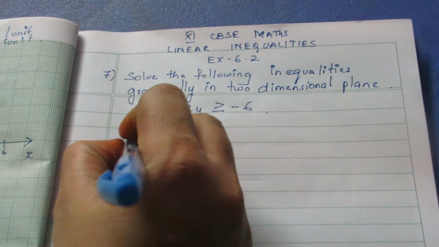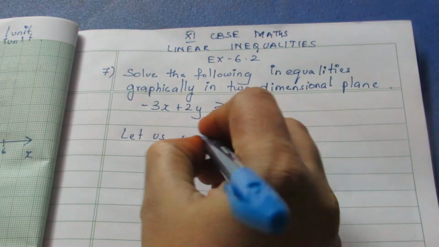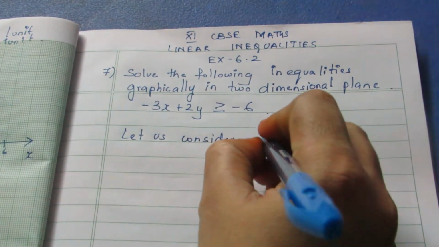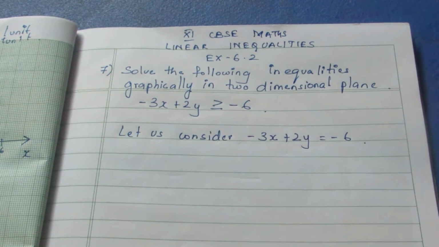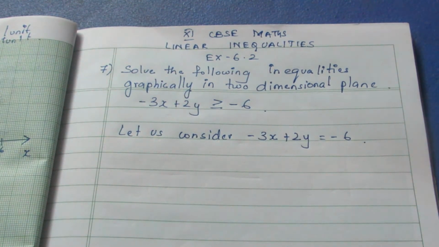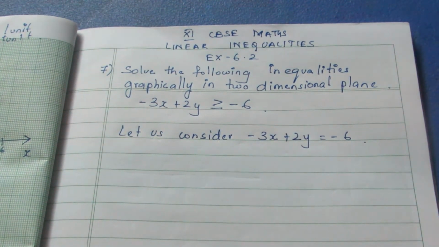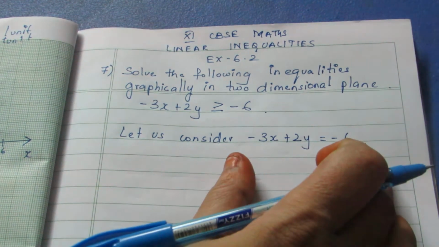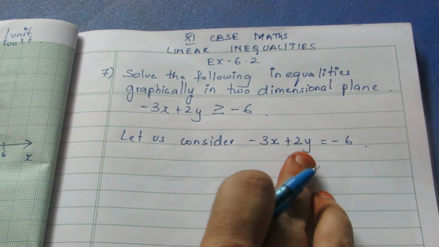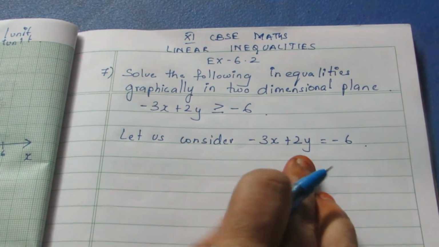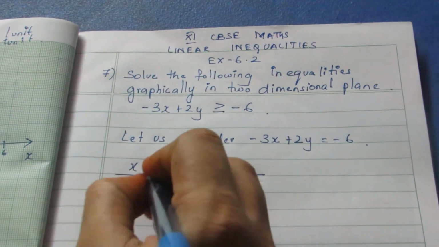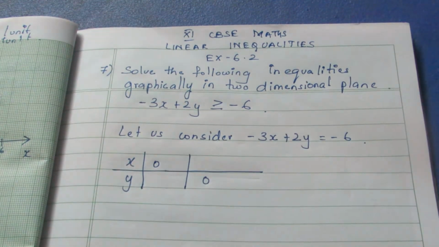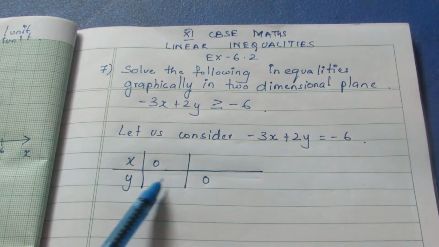Now let us consider the given question to be minus 3x plus 2y is equal to minus 6. If we substitute the value of x or y, we can get the other variable. Now taking x as 0 and the other time taking y to be 0. Only 2 points is more than enough.